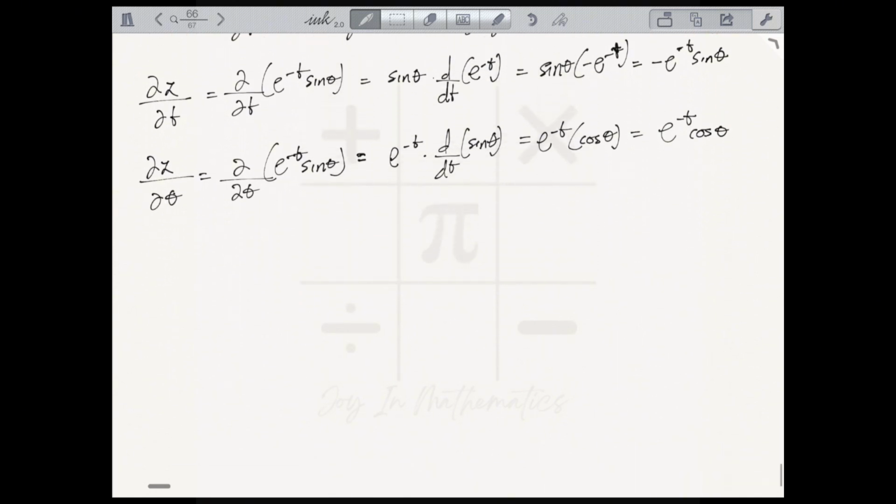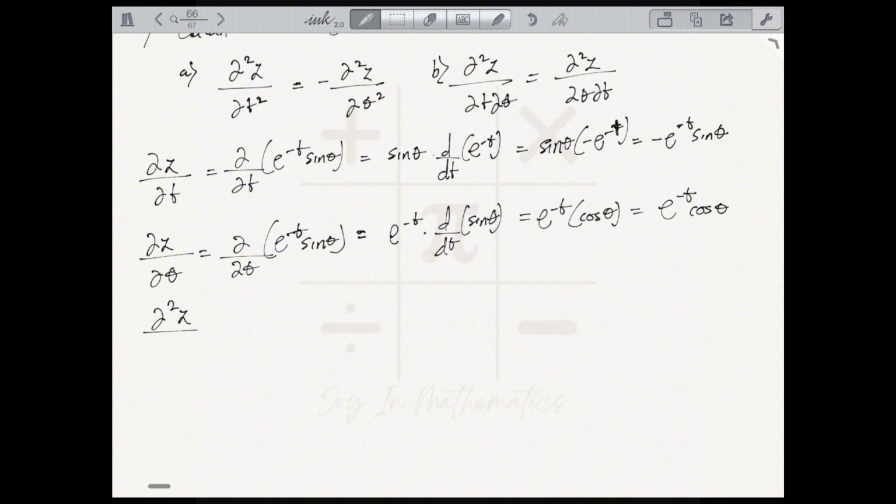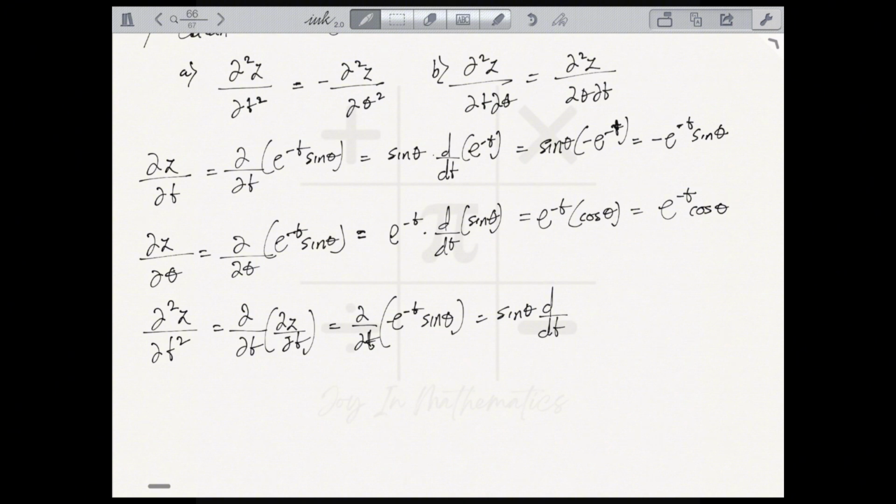Now, having done that, let us now evaluate ∂²z/∂t². The ∂²z/∂t² is ∂/∂t of ∂z/∂t, and this is simply differentiating again partially with respect to t of minus e^(-t) sin θ, and this means that sin θ is kept constant, and we are differentiating fully e^(-t), and this will give us sin θ multiplied by e^(-t), and we have e^(-t) sin θ.